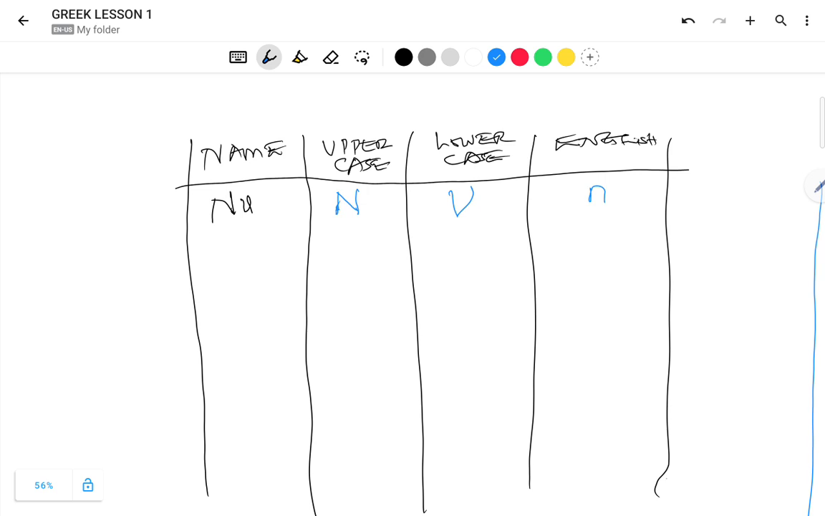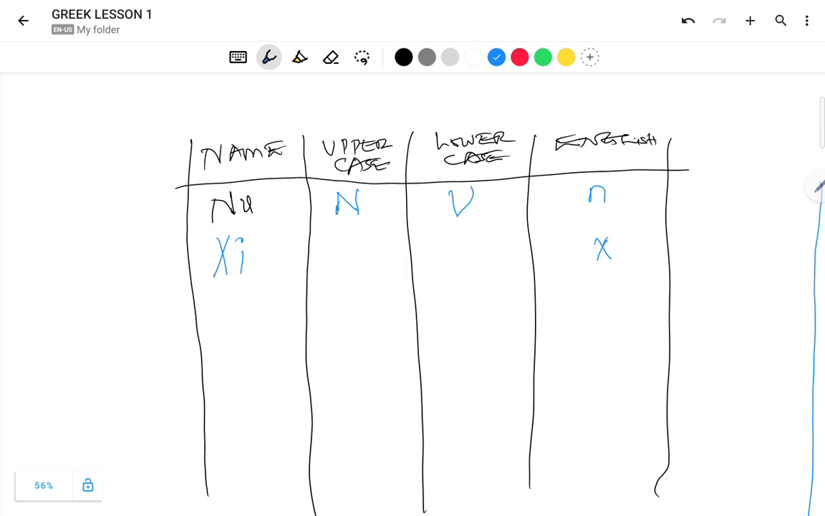The 14th letter is xi, which is actually written with an X and an I. Now, this is equivalent to the English X, all right? But both its capital letter and the small letter, uppercase and lowercase, are completely different. This is the one that is completely very, very different.